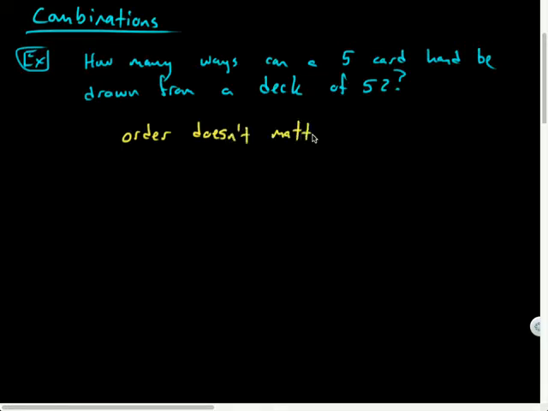I suppose there are some games where drawing cards one at a time could affect your play, like solitaire or something like that, but we're not considering that situation. So if order doesn't matter, let's first think about what if order did matter. Let's think about this as a permutation. If order did matter, we would have done a permutation of 52, 5.